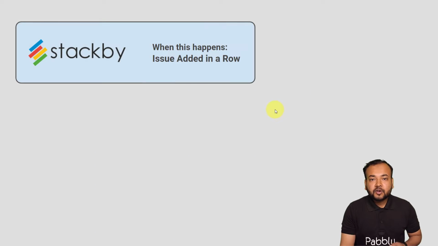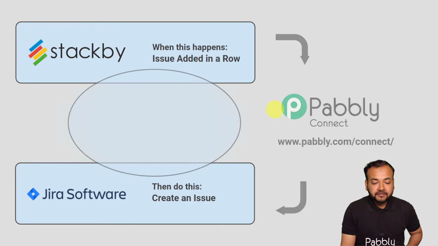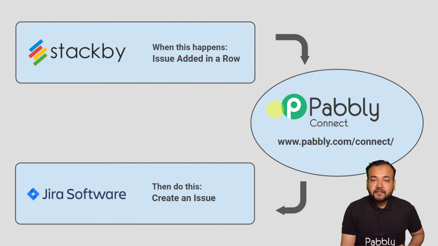The flow of this automation is going to look like this. As and when you add an issue in a row in Stackby, a new issue will be created and assigned in Jira automatically. To make this happen, we are using Pabbly Connect, which is an integration and automation tool. The best part of setting up this whole automation is that you will not require any coding skills or programming knowledge. So anyone can set up this automation easily. Now let's set up this automation together.